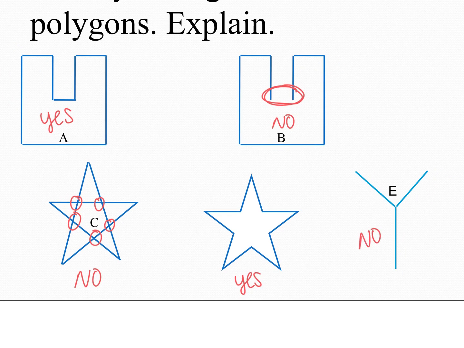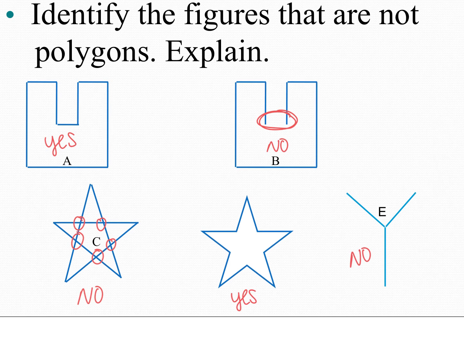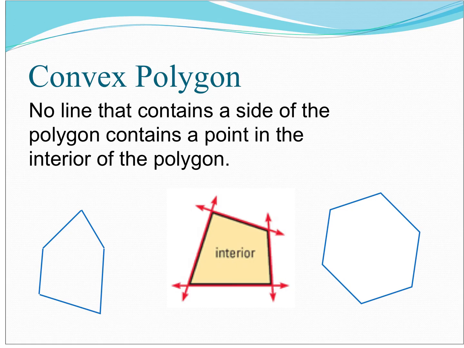And then the last one, E, is that a polygon? No, that's just like a, I don't know what that is. A windmill? A Y. It's a Y. It's not even a shape. Do we understand what makes a polygon a polygon? Yes. Okay, thank you.